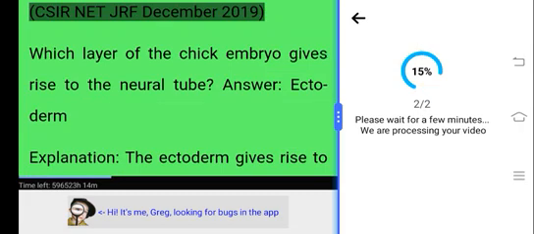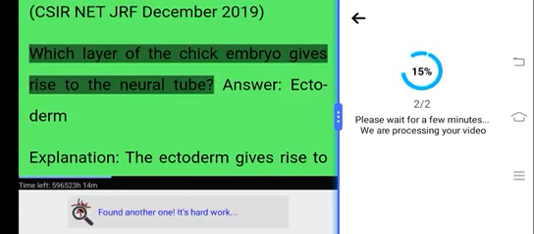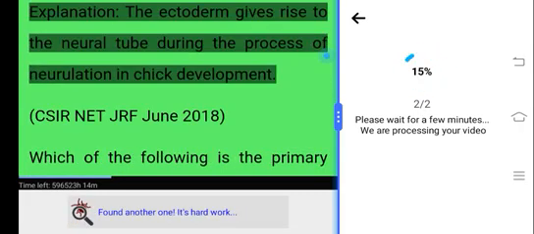CSIR NET JRF December 2019. Which layer of the chick embryo gives rise to the neural tube? Answer: ectoderm. Explanation: the ectoderm gives rise to the neural tube during the process of neurulation in chick development.